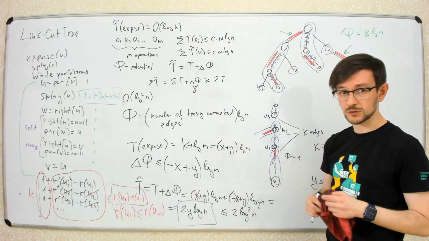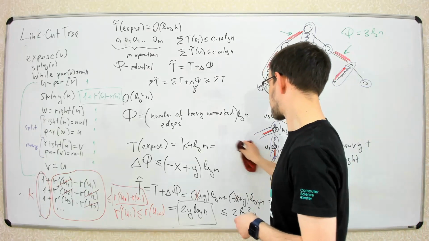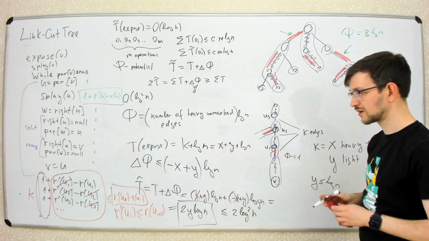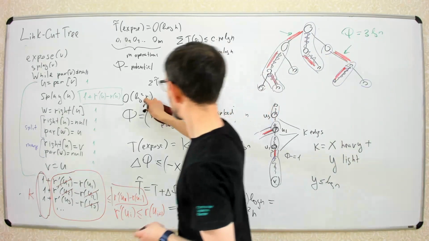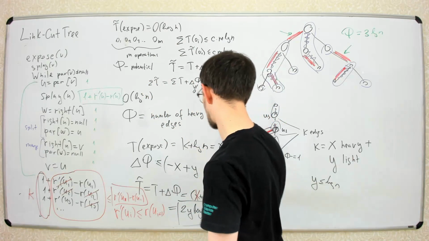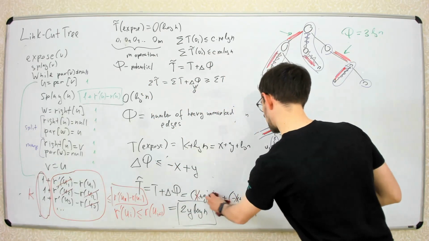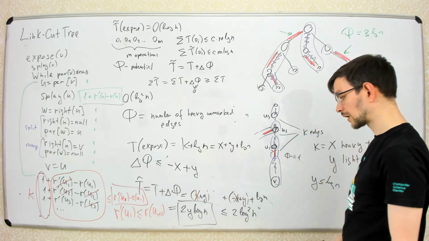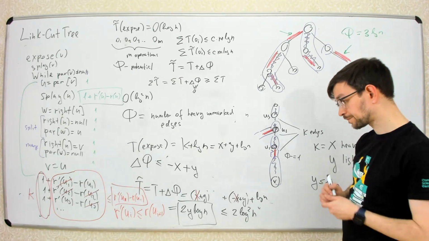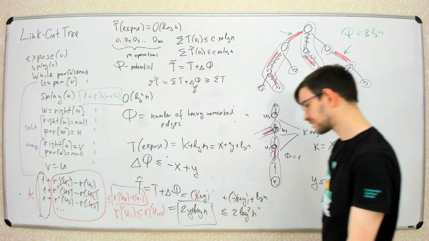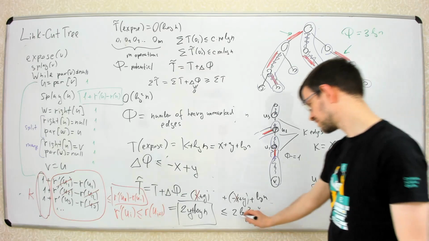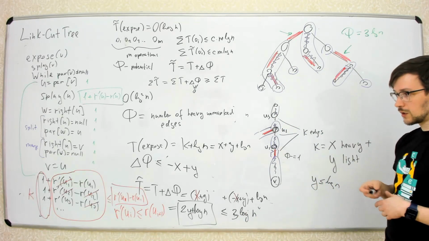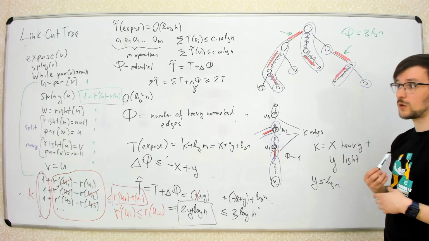Because you use Splay trees. And here you have x plus y plus log n. So now you just remove this log n from here, from here, and in the end you remove it from here and from here. You just shift the plus log n. Something like that. That's the whole idea.